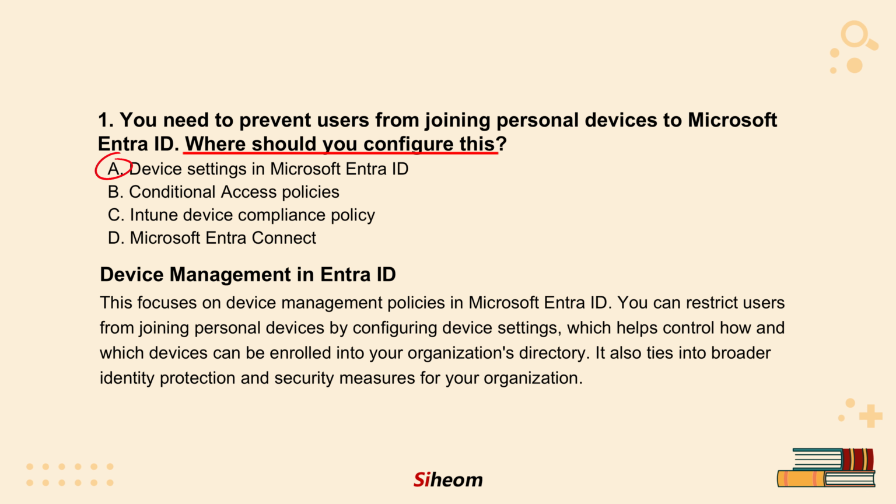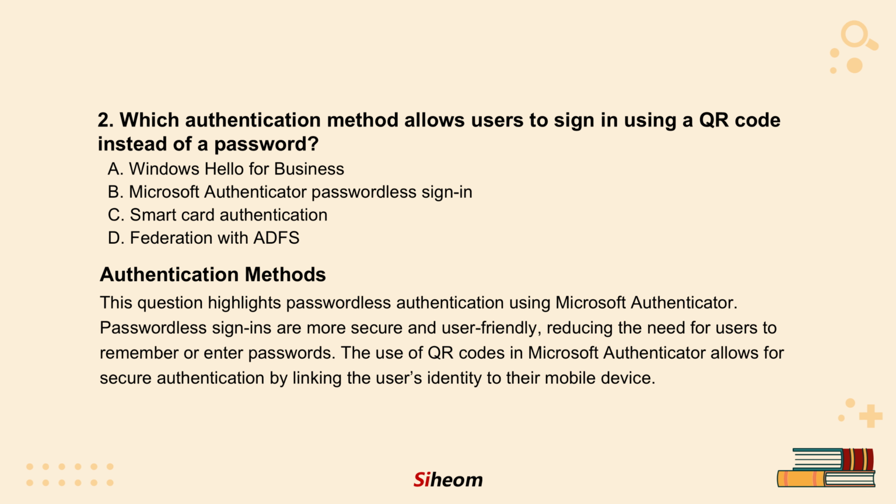Okay. Moving on to our second scenario, this one is all about moving beyond the traditional password. Passwordless. Always a hot topic. Definitely. The question asks which authentication method enables users to sign in using a QR code instead of typing a password. The choices are A, Windows Hello for Business, B, Microsoft Authenticator passwordless sign-in, C, smart card authentication, and D, federation with ADFS. Which method involves scanning.